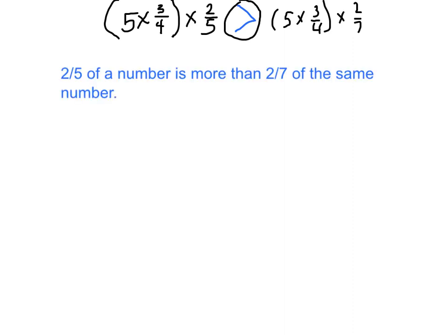We must also explain why this is true, and the reason that this is true is because 2/5 of a number is more than 2/7 of the same number.